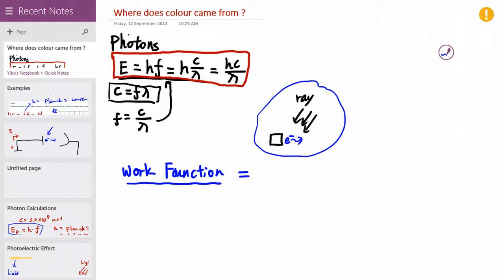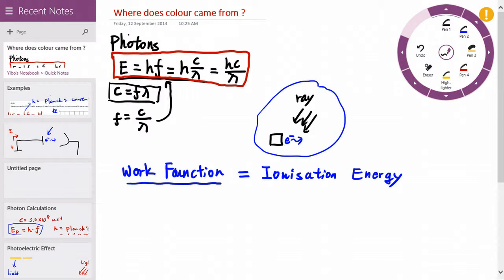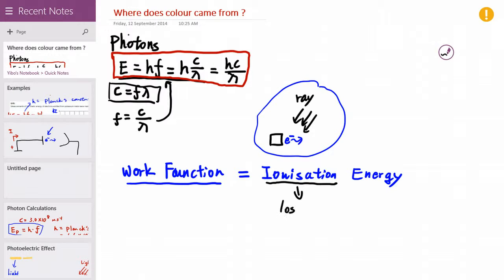Or we call it the ionization energy. For those students who are doing chemistry, you should have heard this before. Ionization means losing electrons, or loss of electrons. So work function and ionization energy are the same. Basically, it is the energy needed to make an electron escape.